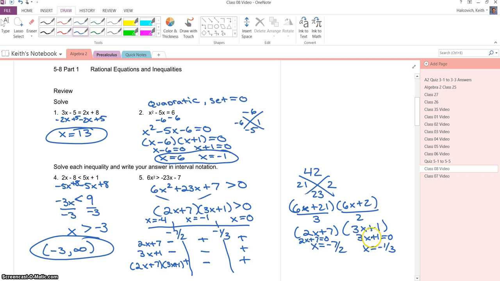So now you look, since it's greater than, you're looking for the positive ones, which are these two, when you multiply them together. So your answer in interval notation is less than -7/2, because that's this one here, and it's greater than -1/3. So those are your two intervals there.